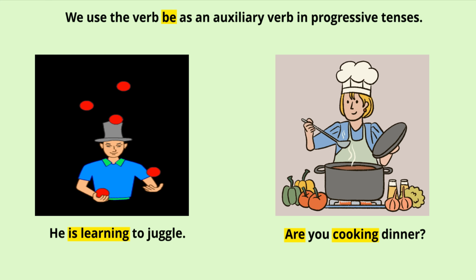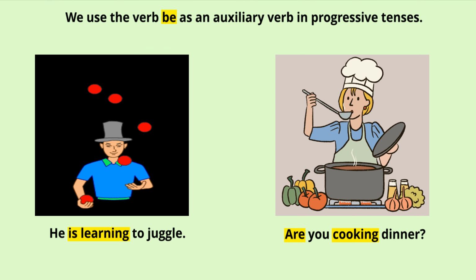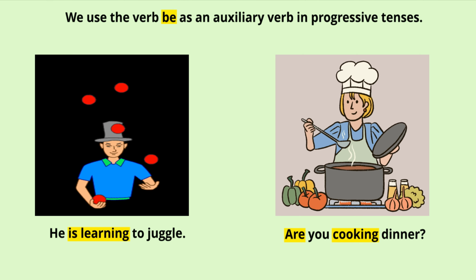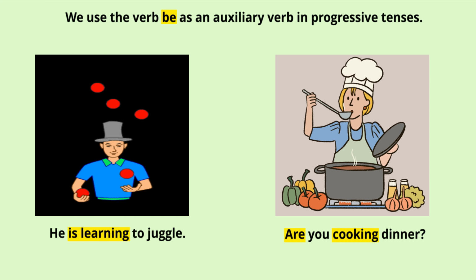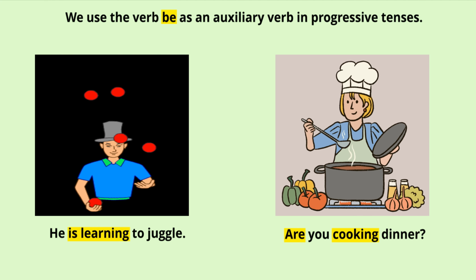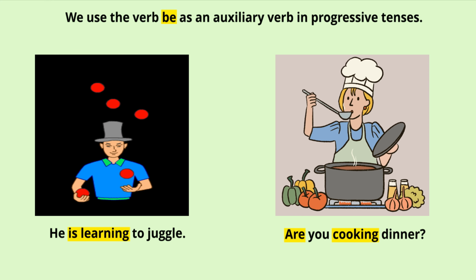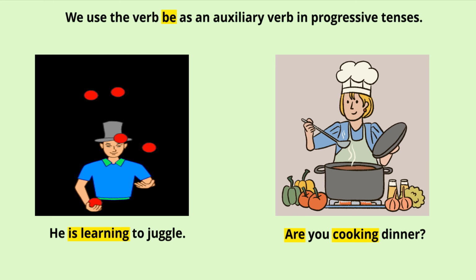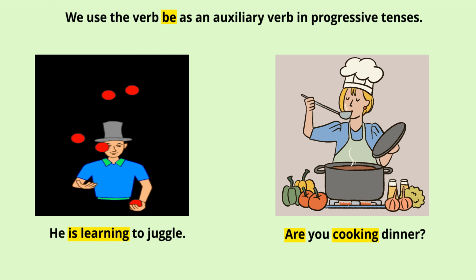That means he's still learning to juggle. Is learning is the verb phrase here. Is is the auxiliary verb and learning is the main verb. So this is in the progressive tense because the event is still happening. It is continuous. In the second visual, what do you see? You see a lady cooking. Are you cooking dinner? Are is the auxiliary verb and cooking is the main verb. And this is also in progressive tense because the event is still happening.